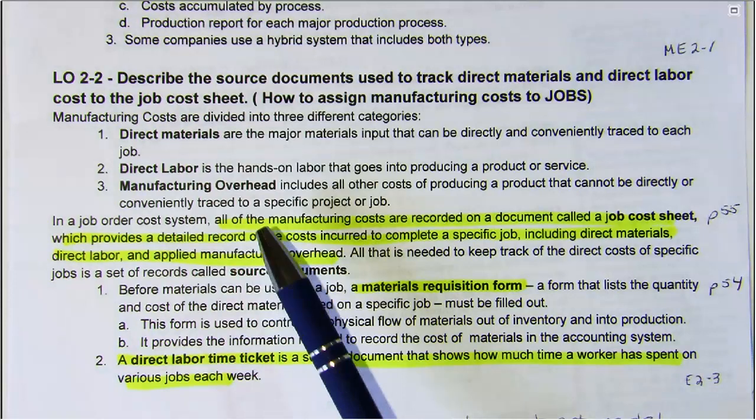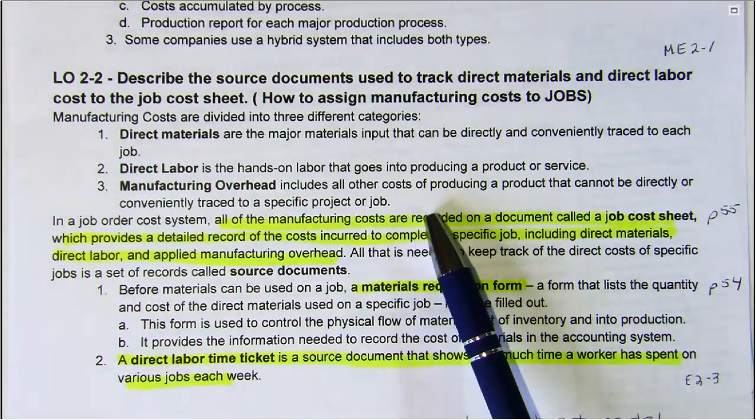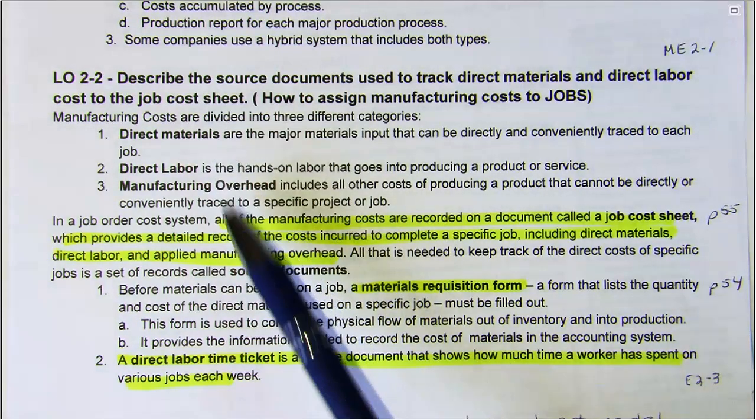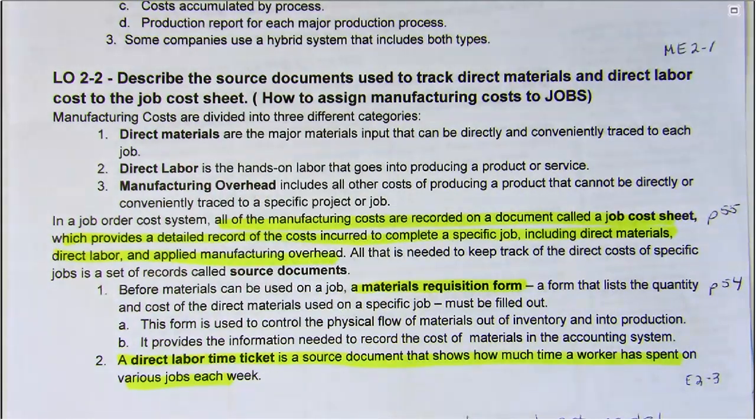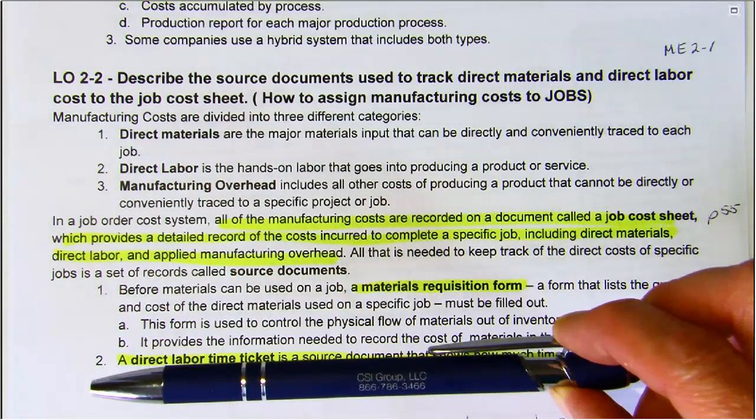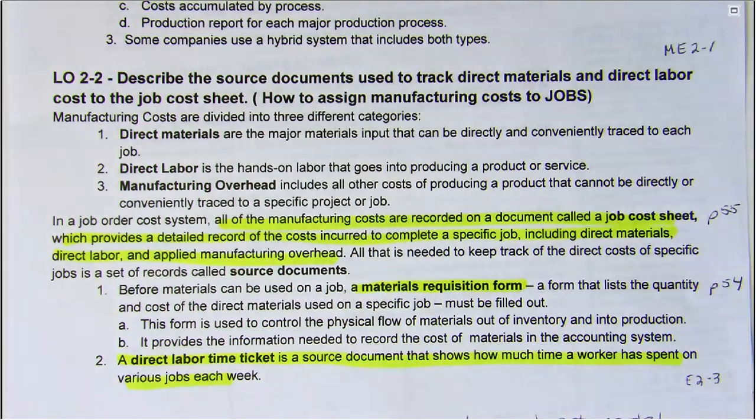So manufacturing overhead includes all costs other than direct materials and direct labor. So it might be the ink to put that name on the pen, and that's an indirect material, or it might be indirect labor, such as the security guard that works at the factory, or the plant manager, or the production supervisor. The labor of anyone who does not actually work in fabrication and assembly would be called indirect labor, and that would be part of manufacturing overhead.